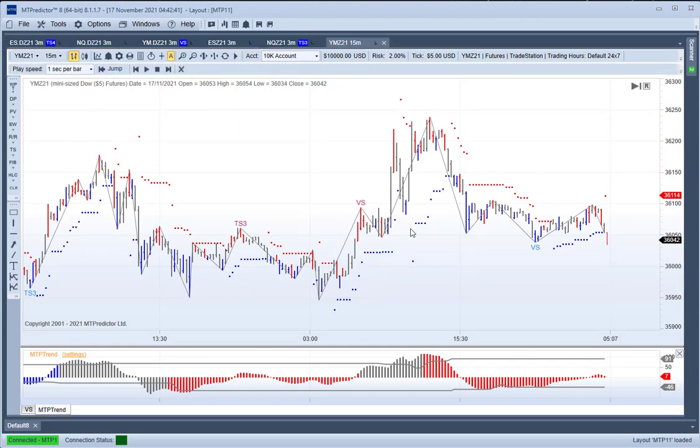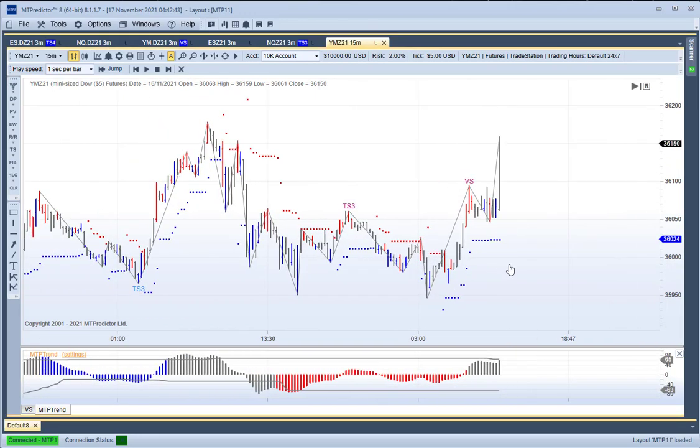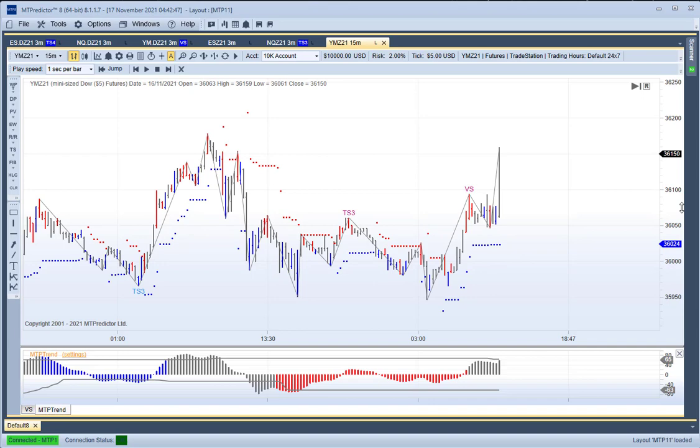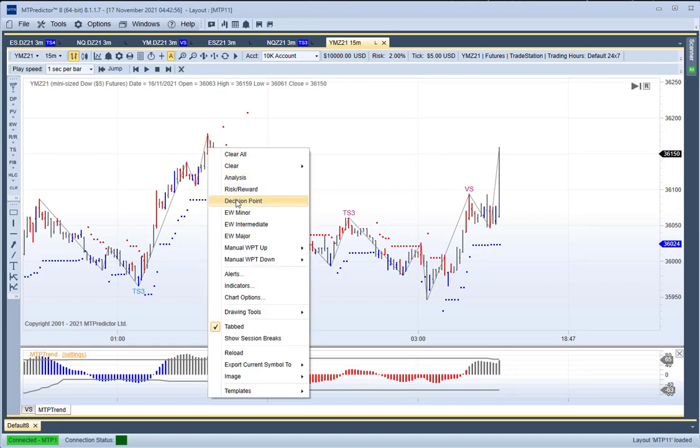I just want to use our training mode and go back to before yesterday even opened and show you how we place our DPs, our decision point levels, on our chart in advance. Here's the last major high. It's fairly easy to see. So we right mouse click here, we do decision point.